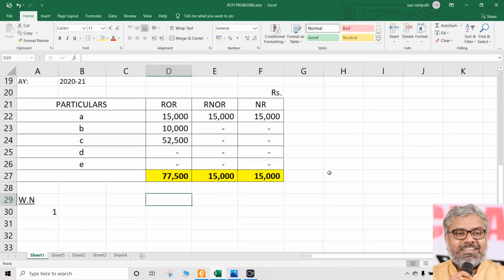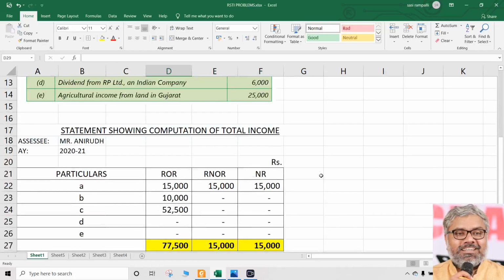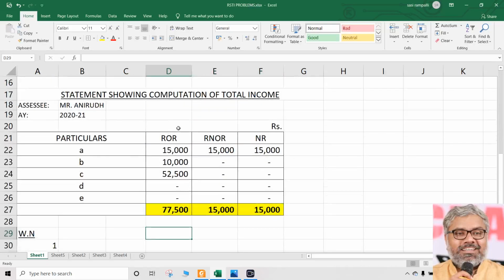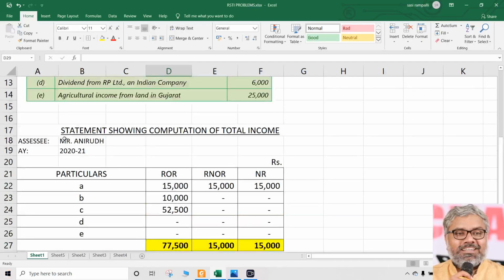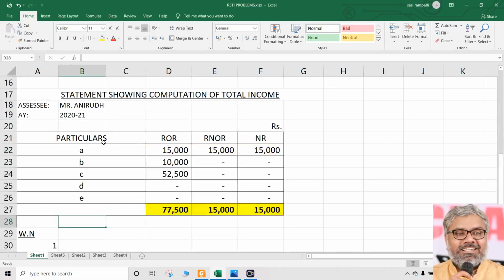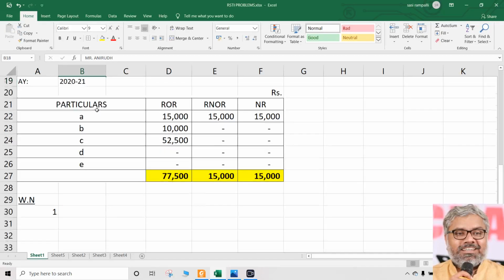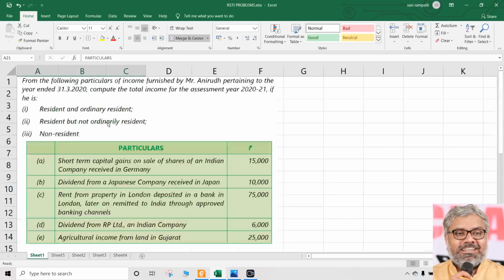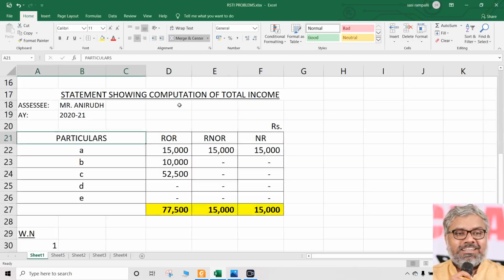I'm just showing them to highlight. Don't do all these things or try to do this in the exam. This is because of what is being shown on the computer. With handwritten things, it will be definitely different. But the presentation format has to be more or less the same. Statement showing computation of total income. SC name, assessment year should be there. Whether it is a part of a statement or whether it is written separately like this, no problem. Then we should have details, that is particulars, and whatever three different cases he has asked, those are three different columns.